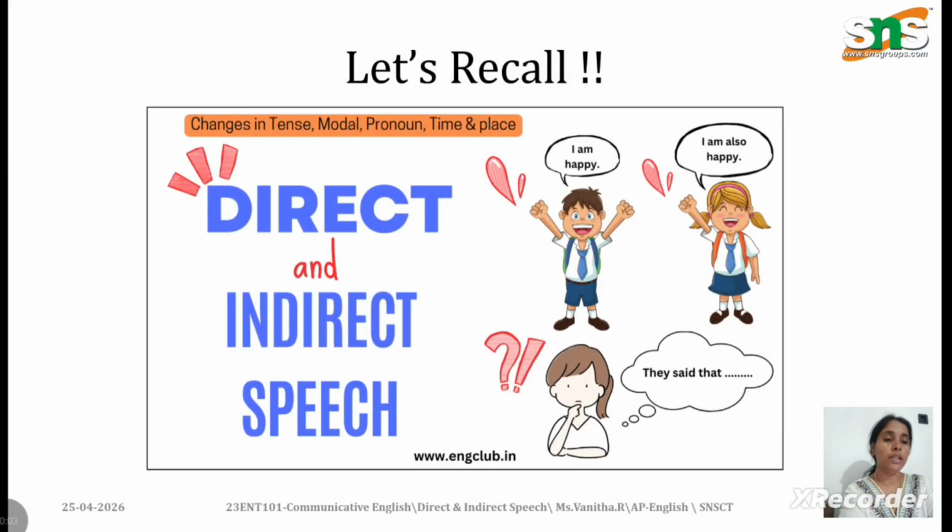Welcome back. Let us continue with direct and indirect speech. So, we have discussed the rules of direct and indirect speech and the things you should remember when you change direct speech into indirect speech. Now, let us continue with a few more rules that you should remember.